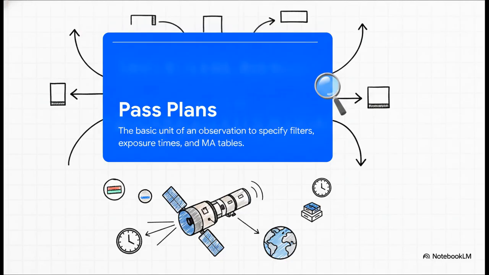Once your region is all set up, you build out your pass plans. This is the core architectural block of your observation. It's where you tell the telescope exactly how you want it to capture the data within those tiles. So this is where you lock in your exposure times, you pick your filters, and you define your multi-accumulation, or MA tables. Those MA tables basically tell the telescope how to group the infrared detector reads before beaming all that raw data back home to Earth.